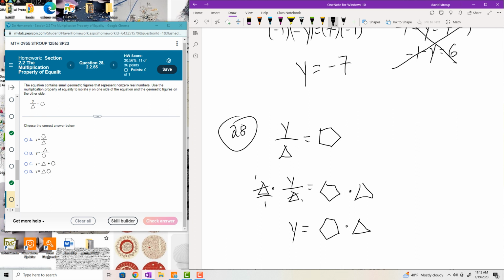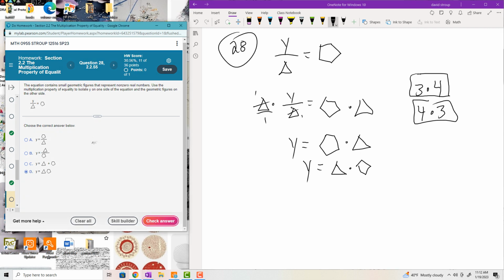And then I go to my answers. The only one that even looks similar is D, right? It's triangle, pentagon. I have pentagon, triangle. But the truth is it works, right? It's the commutative law of multiplication. Because if you think about it, 3 times 4 is going to be the same as 4 times 3 in our math universe. So I think pentagon times triangle is the same as triangle times pentagon. Okay. So let's see. All right, so another one of those is going to be, hopefully you can figure that out.